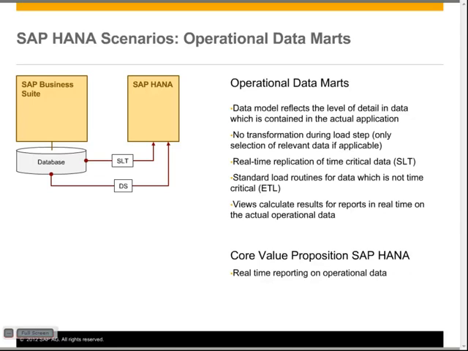Let's look at another scenario we could use HANA for. It might be operational data marts. Here, the data model would reflect the level of detail in data which is contained in the actual application. So here we have a database which is sourced into HANA, maybe with SLT, that's replication, or it can be sourced by ETL using perhaps Data Services. The SLT would provide real-time replication of time-critical data, whereas ETL might be used when more transformations are needed. Views could then calculate results for reports in real time on the actual operational data.